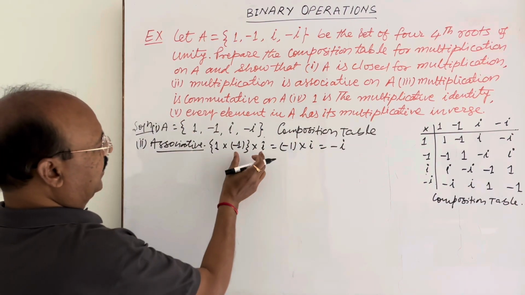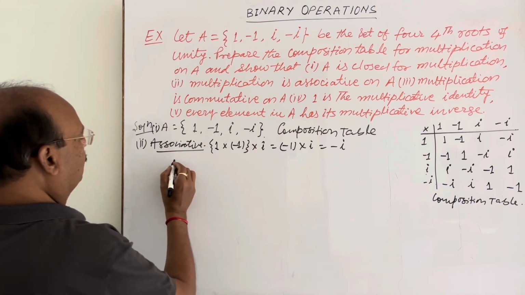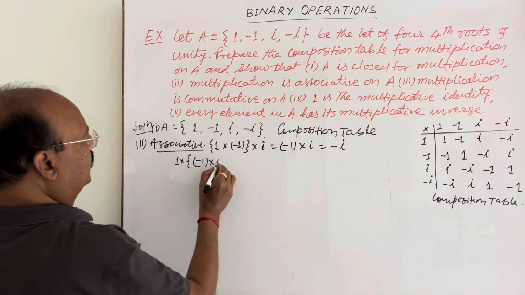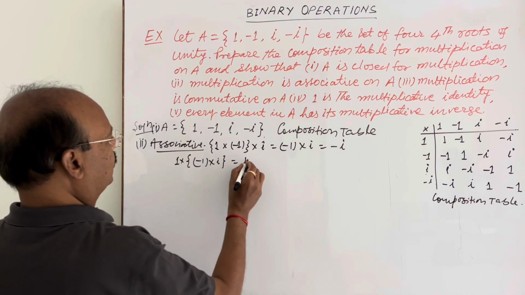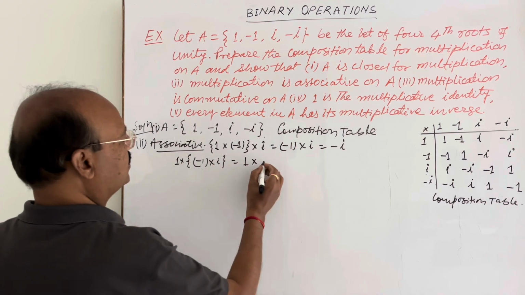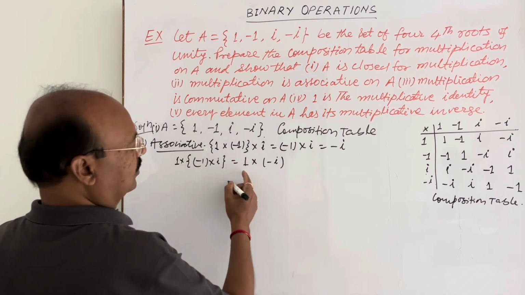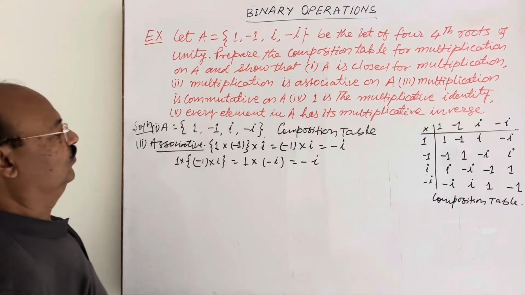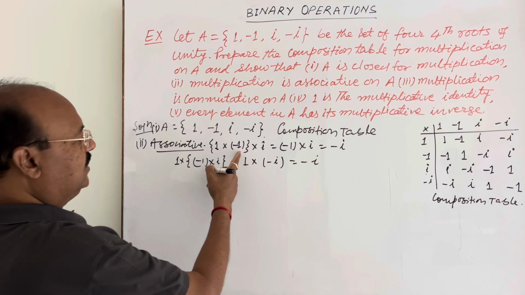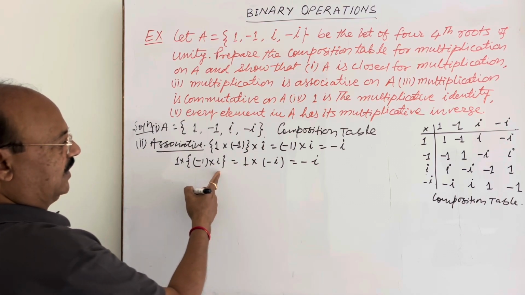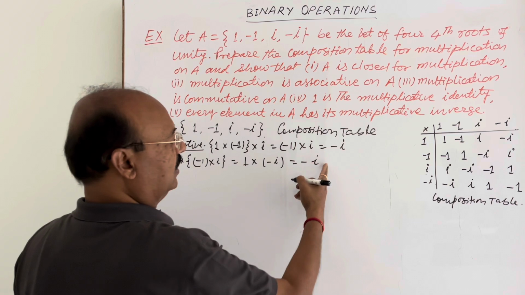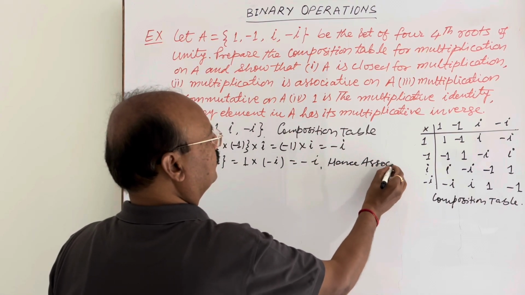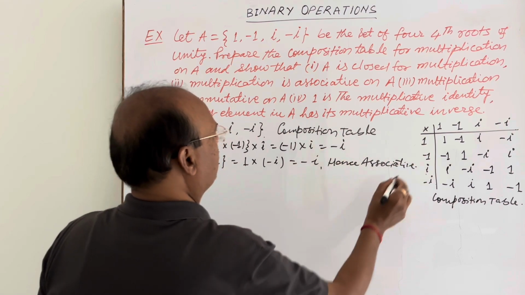And now we make a pair of minus 1 and i. So 1 into (minus 1 into i) is equal to 1 into minus i, which is equal to minus i. So here we are showing that the first 2 elements in the bracket, and here the last 2 elements in the bracket, and both are equal, hence associative.